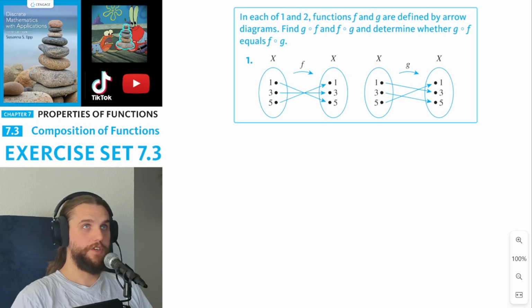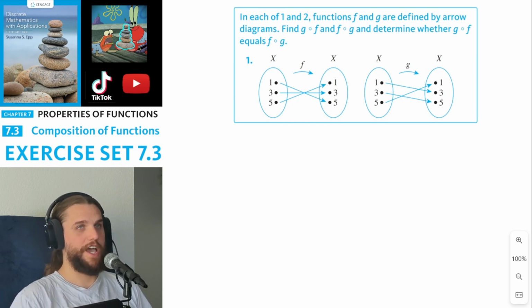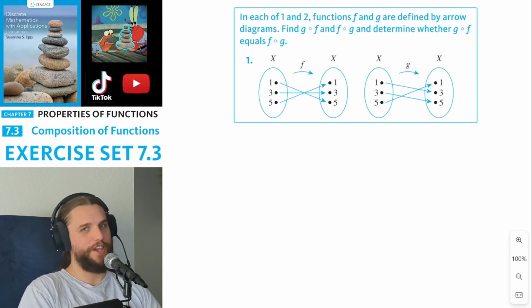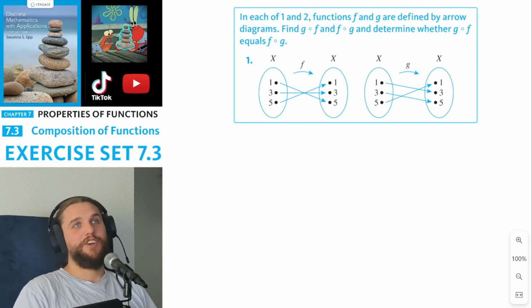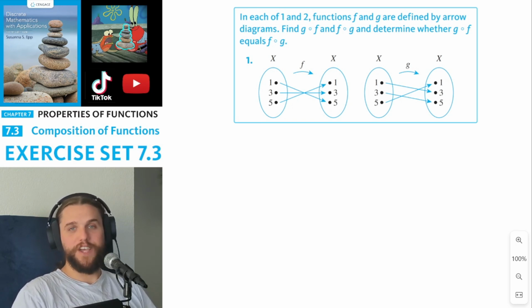In each of 1 and 2, functions f and g are defined by arrow diagrams. Find g of f and f of g. I say the word of, but obviously I don't mean multiplication here. This is the composition of functions. And determine whether g of f equals f of g.